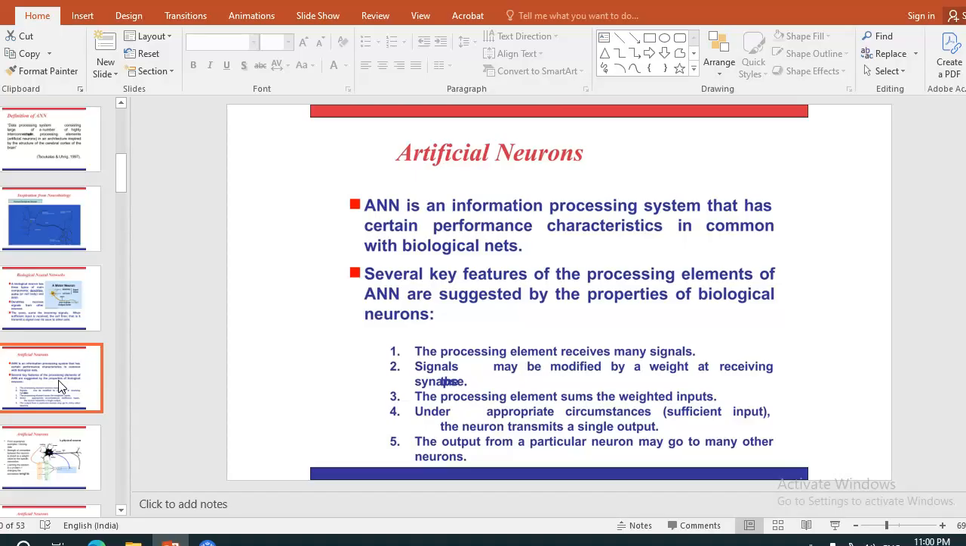So this is about the comparisons and the functions of biological neural networks as well as artificial neural networks. From the next class onwards, we will discuss the applications, as well as biological neural networks in detail.